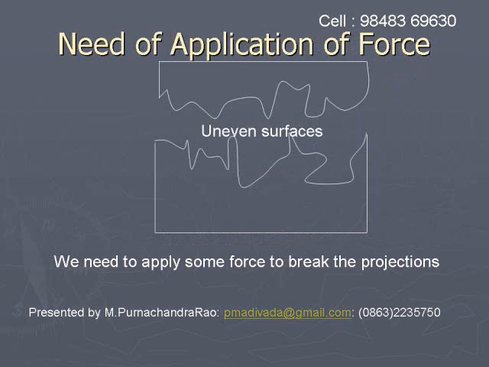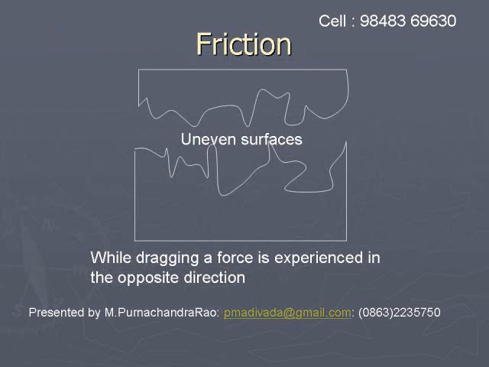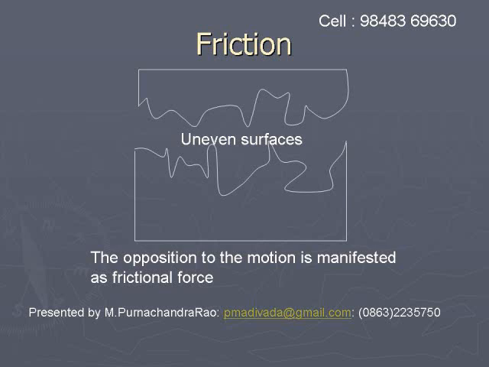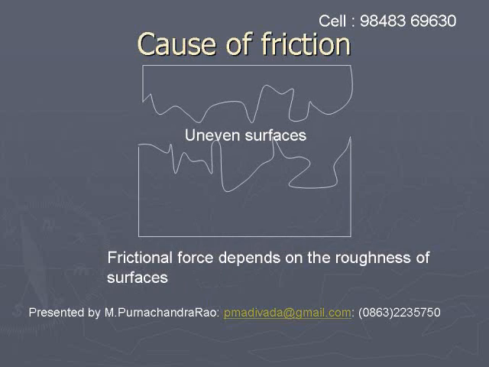Hence, to break these uneven surfaces, we need to apply some force. So we experience a force in the opposite direction, as though preventing the motion of the blocks. This force will be opposite to the applied force. This is the frictional force. The opposition to the motion due to the interlockings is manifested as the frictional force. This arises due to the roughness of the surfaces.